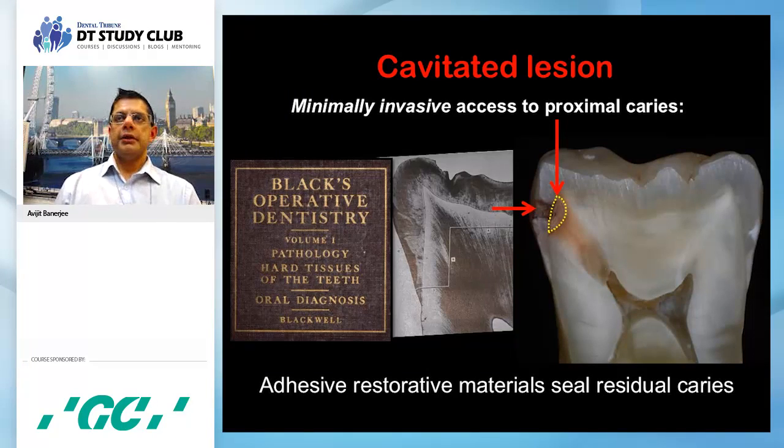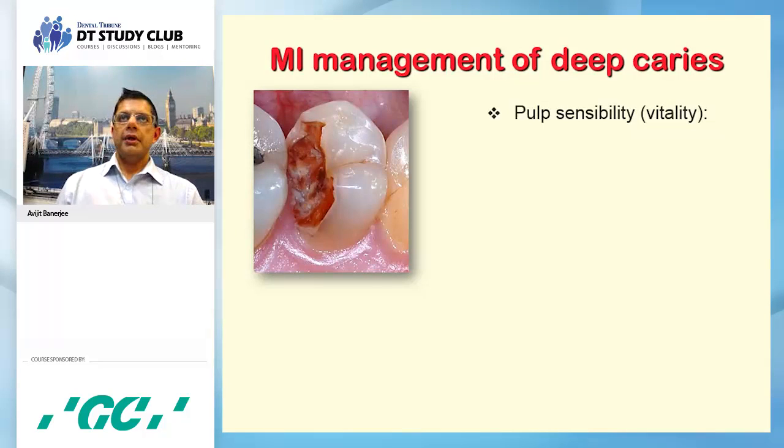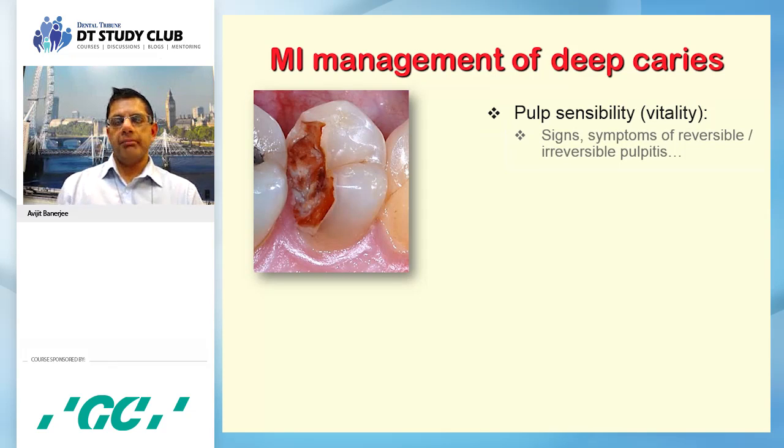So really, in a cavitated lesion like the one I'm showing you on the right-hand side, the yellow dotted outline of the soft, wet, caries infected dentine is the only real tissue that requires excavation. And when we're considering the management of deep caries and the amount of tissue that we should be removing, there are certain factors that should be at the forefront of our minds when making these clinical decisions.